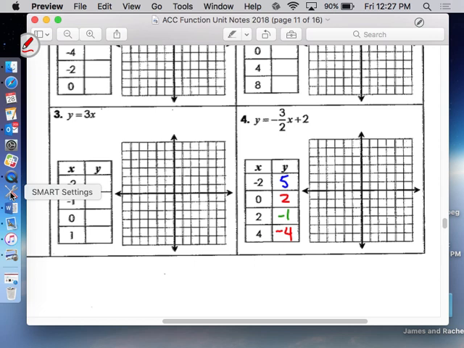And now I plot the points and I connect them to create the line. So I've got -2, +5. Then I have 0, 2. Next I have +2, -1. And then my last point is +4, -4. So there are my points. I connect my points up to make my straight line. This should be a review from previous years, but that's how you generate the ordered pairs.